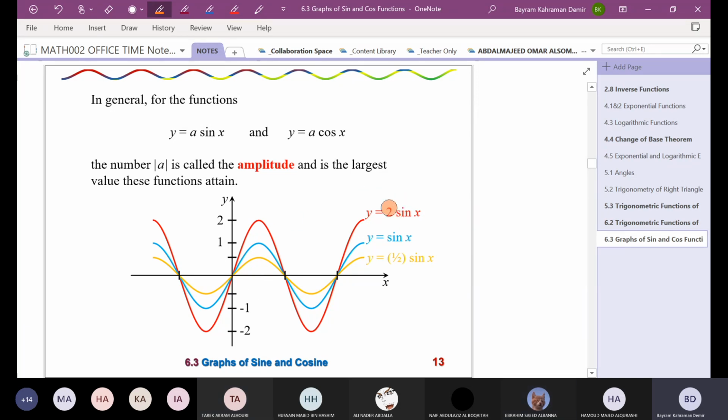To make it quick, we just look at this number. So take the positive of the number. So that's why we put the absolute value here.